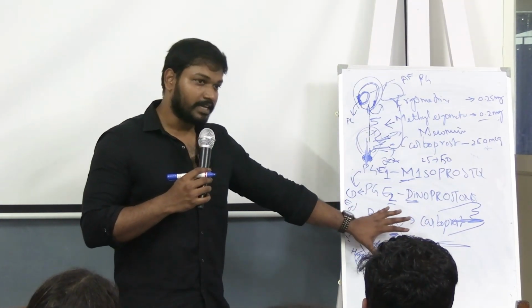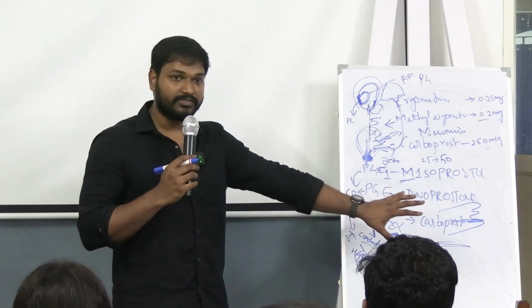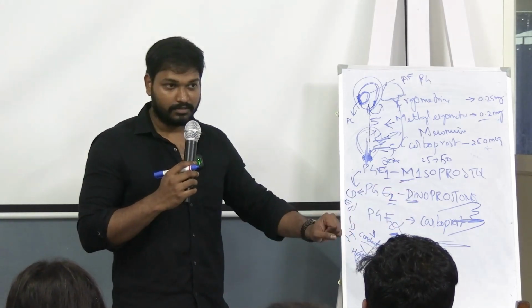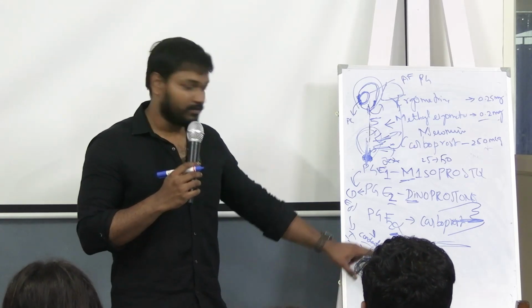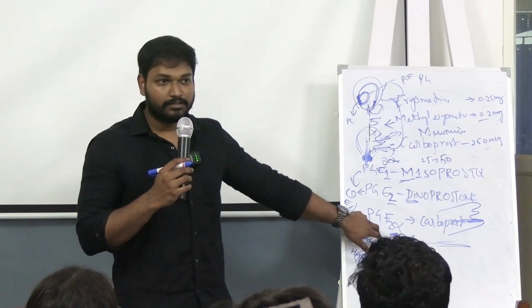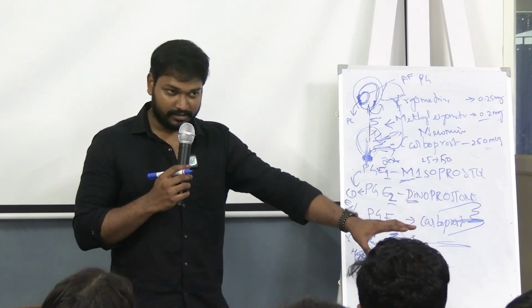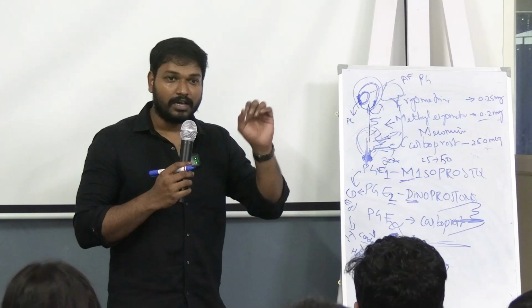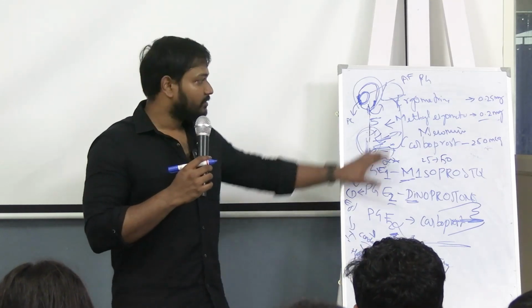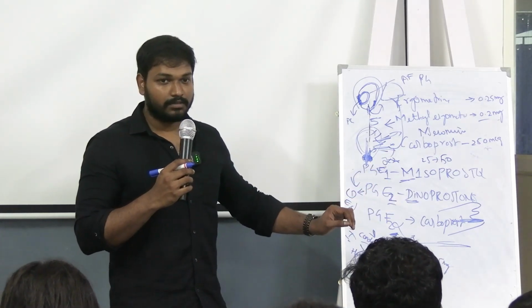Side effects: before using any prostaglandin, we should see if the mother has asthma or not, because prostaglandin F2 alpha causes bronchoconstriction. So we should take a history of bronchial asthma, any cardiac disease, and whether she has any renal disease or not, because this drug is excreted renally.